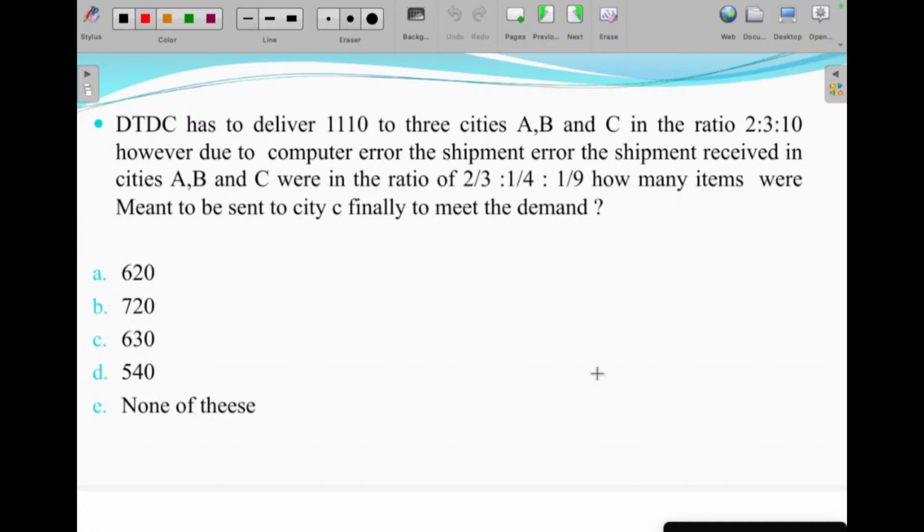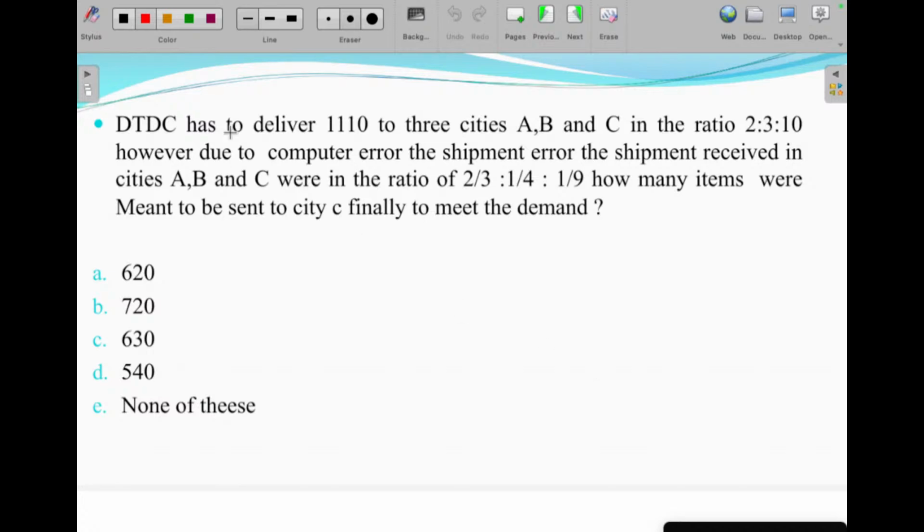DTDC has a delivery of 1110 items to 3 cities A, B, C in the ratio 2:3:10. However, due to a computer error, the shipments received in the cities A, B, C were in the ratio 2/3, 1/4, 1/9. How many items were meant to be sent to city C finally to meet the demand? Very simple and very important question. It means, what is the error? What is the wrong part?